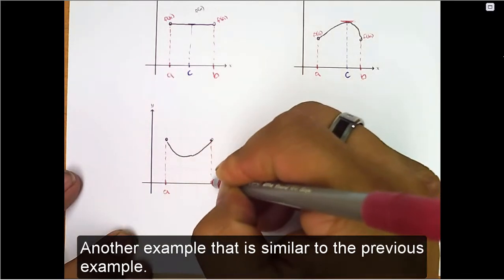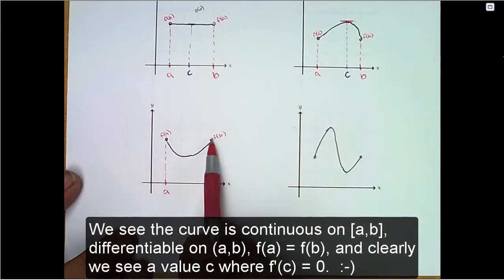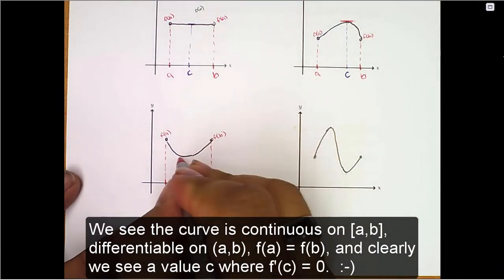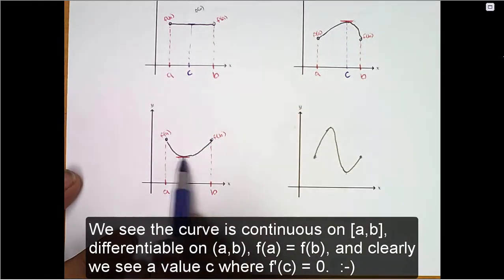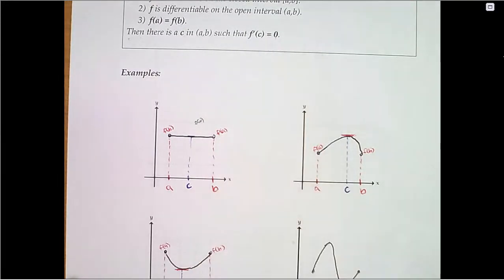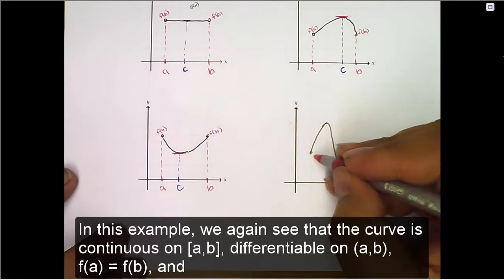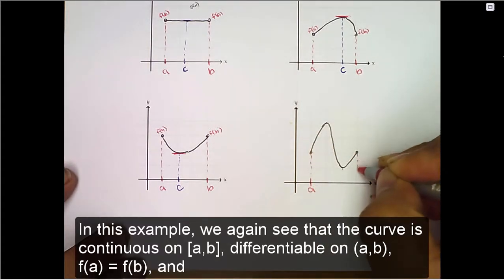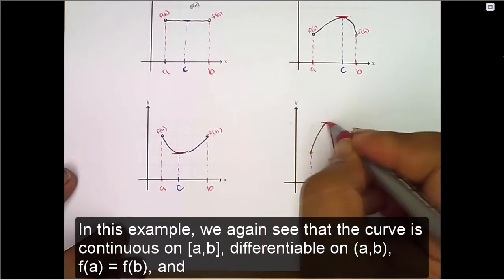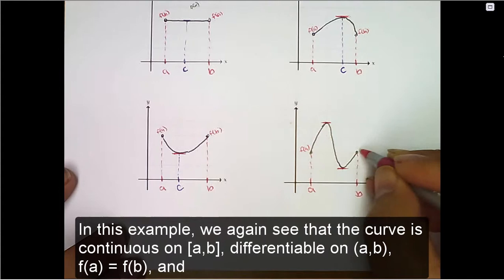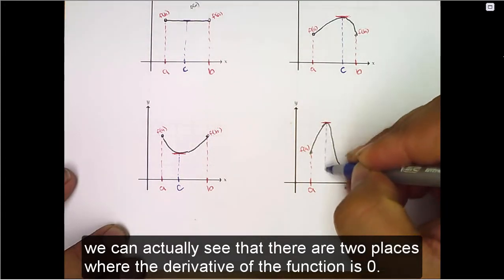Another example that is similar to the previous example. We see the curve is continuous on a to b, differentiable on a to b, f of a is equal to f of b, and clearly we see a value c where f prime of c is 0. In this example, we again see that the curve is continuous on a to b, differentiable on a to b, f of a equals f of b, and we can actually see that there are 2 places where the derivative of the function is 0.